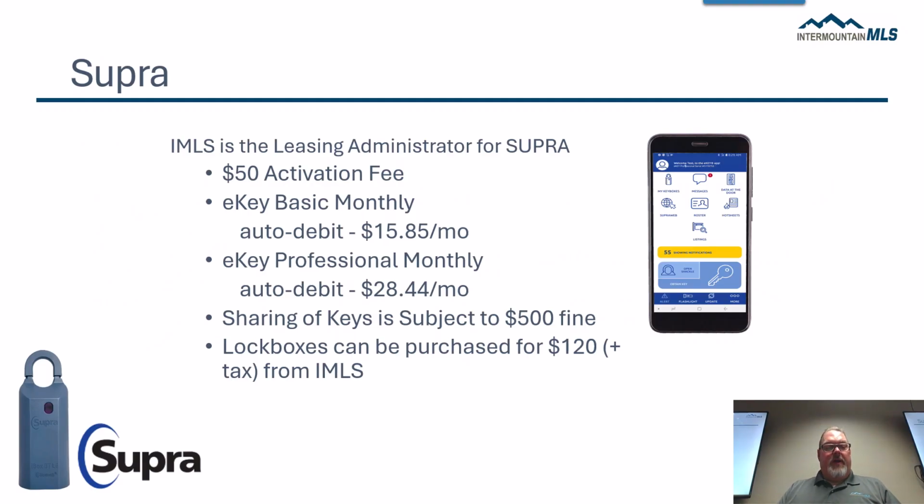All right, so Supra is the lockbox system that we use. There is a $50 activation fee. There's two versions of the eKey. The eKey Basic, which turns your phone into a key, is $15.85 a month. The eKey Professional is $28.44 a month, and that turns your phone into a key, and in addition lets you download an agent roster and give you other Supra tools, like they have a home tour app that you can share with your clients, and they can rate rooms and rate the property as the showing's occurring. You can get live feedback, and that's the Professional.